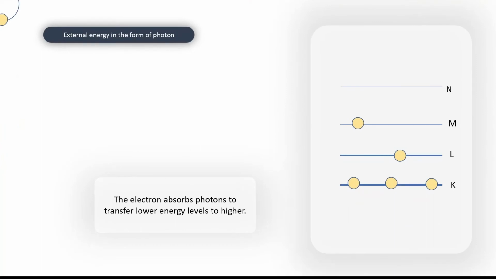Similarly, electrons can be transferred from a lower energy level to an upper energy level by supplying external energy in the form of photons. This is how light is generated.